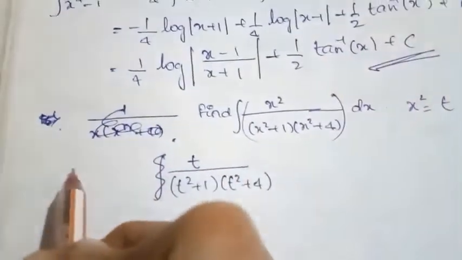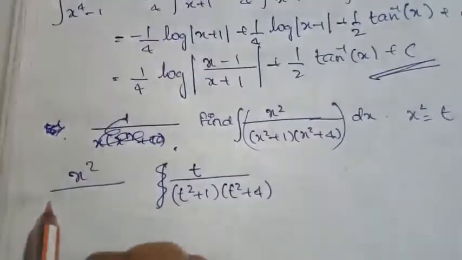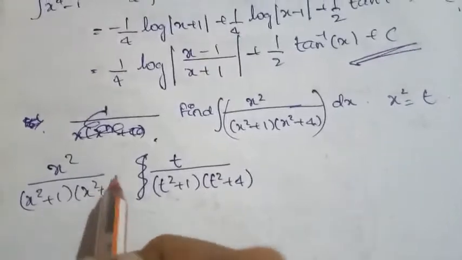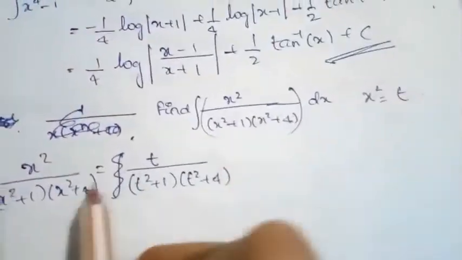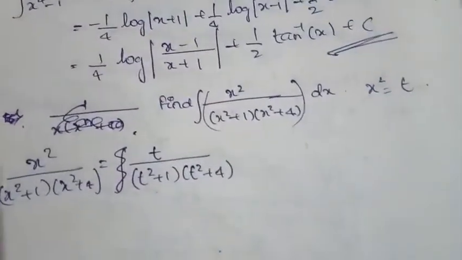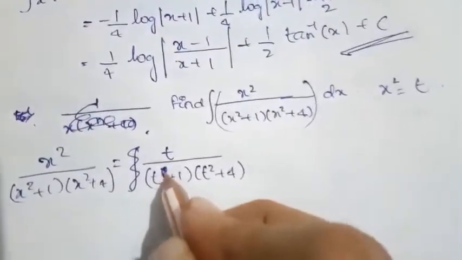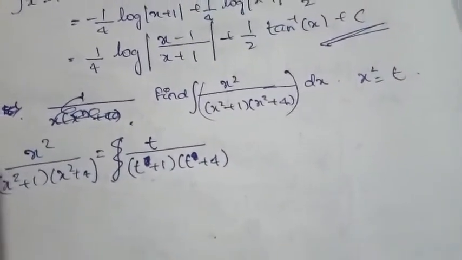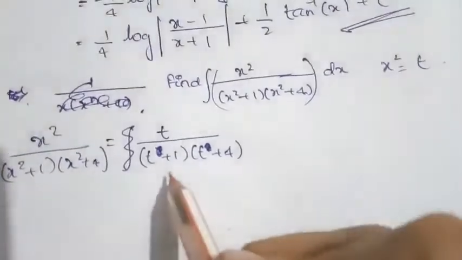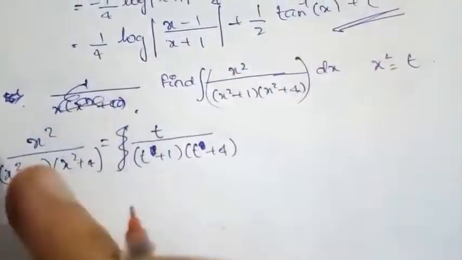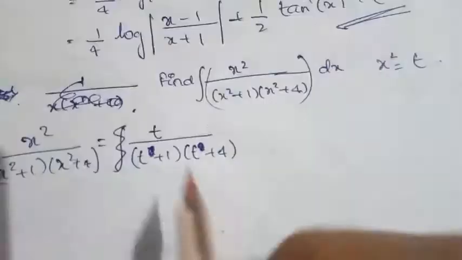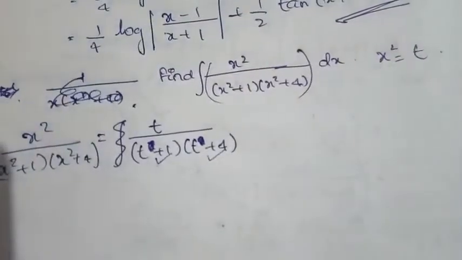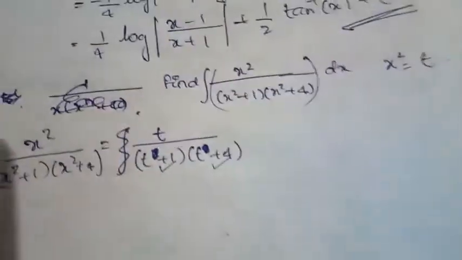In that integrand, x square divided by x square plus 1 into x square plus 4, by taking x square is equal to t, the integrand has turned into t divided by t plus 1 into t plus 4. Now observe clearly, where x square is replaced by t, in the denominator we have non-repeating linear factors and it is a proper fraction.